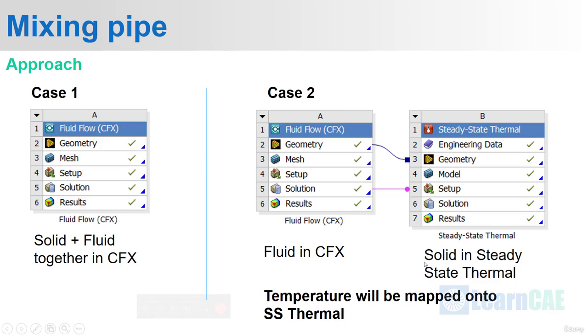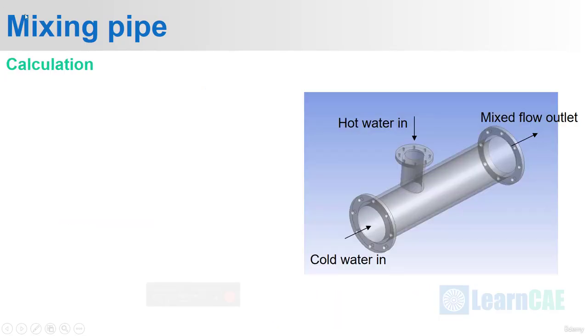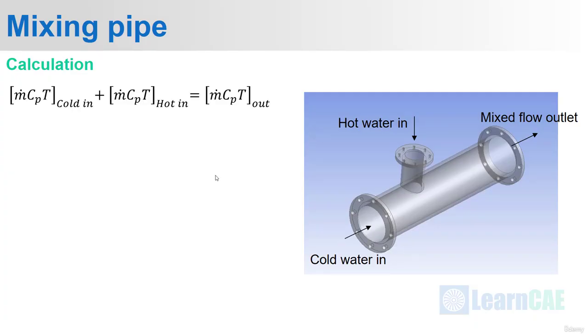There are some options available to model fluid physics, but mainly it is used for solid bodies. In this case, we will do the CFD analysis first and map the temperature data from CFD to the interface region on the solid body. Okay. Next, we shall do a quick calculation to find out the outlet flow temperature.